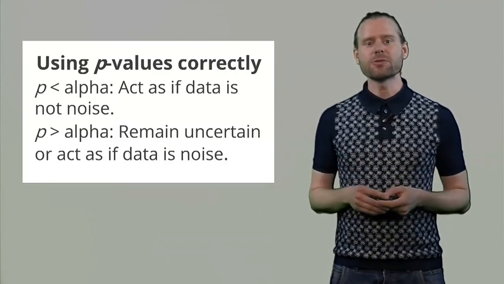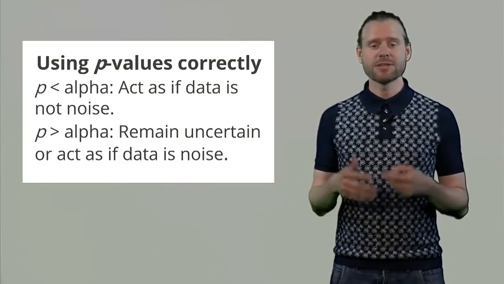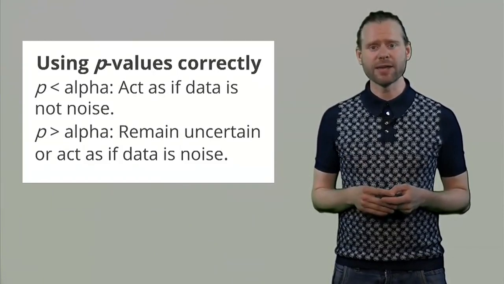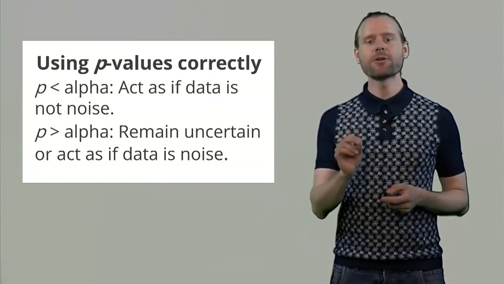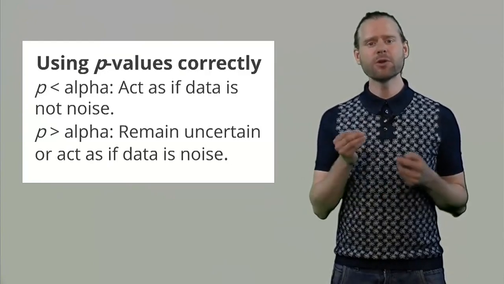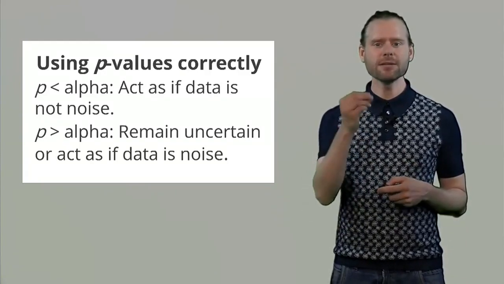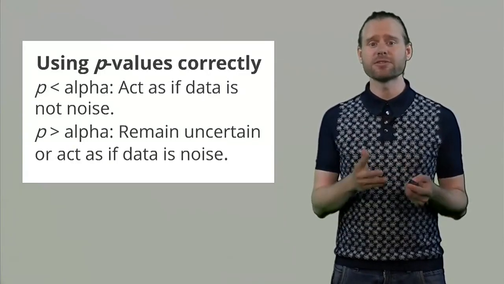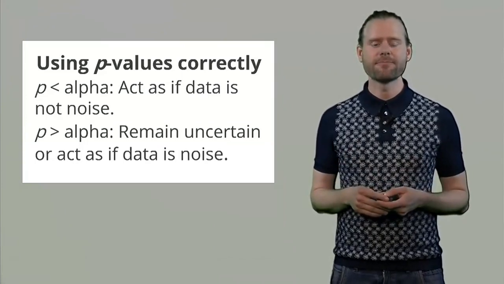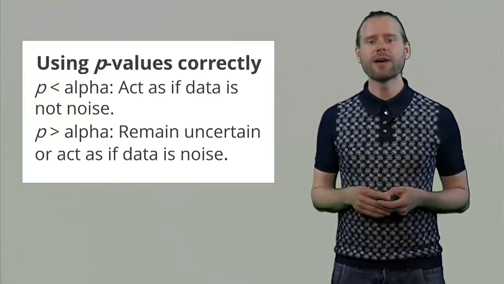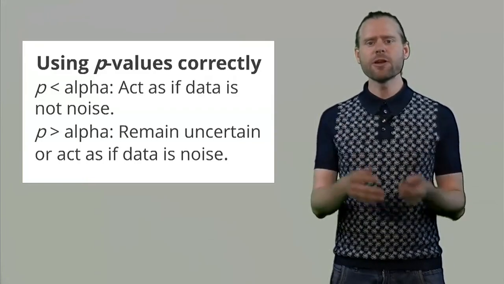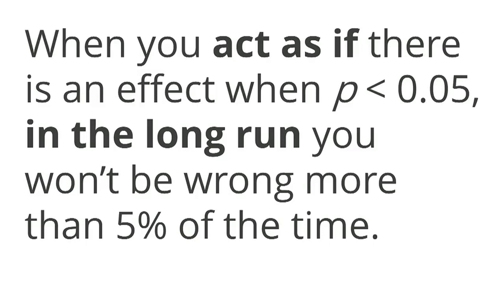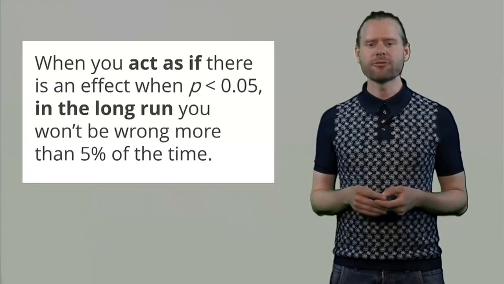If you use the decision rule whenever the p-value is smaller than the alpha level, so this is your type 1 error rate, which is often set to 0.05, you can act as if the data is not noise. Now this word act is very important. It's independent of what you believe is true, but all that you know is if you use this decision rule in the long run, you won't say that there is something when there is nothing more than 5% of the time. Alternatively, when the p-value is larger than the alpha, you can remain uncertain or act as if the data is just noise. So these are rules that you follow in the long run. When you act as if there is an effect, whenever the p-value is smaller than 0.05, in the long run, you won't be wrong more than 5% of the time.